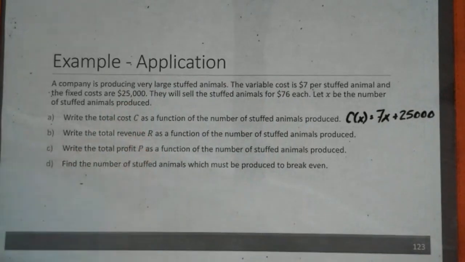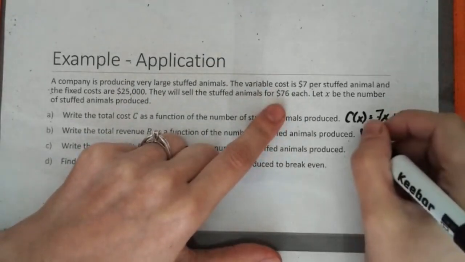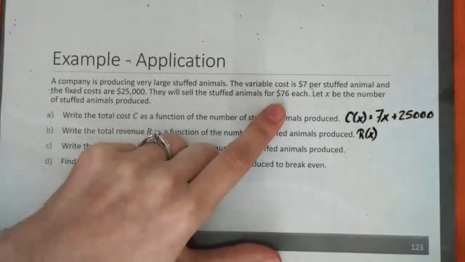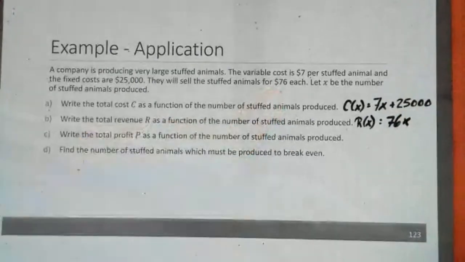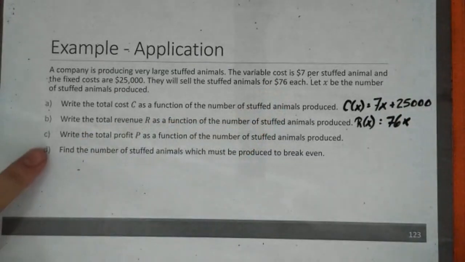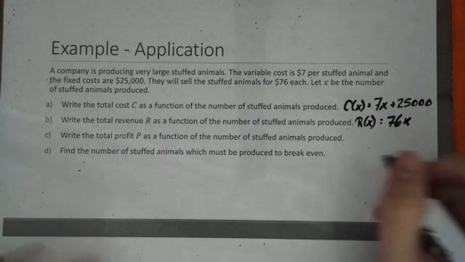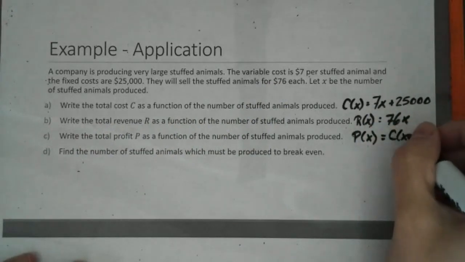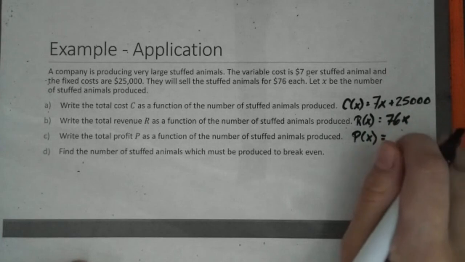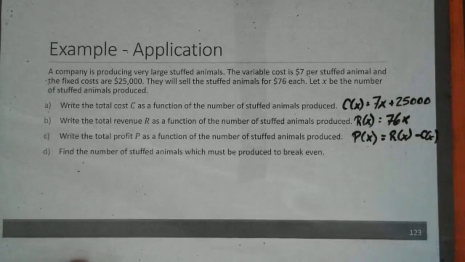Revenue, that's the amount of money we take in. Well, we're selling these stuffed animals for $76 each. So our revenue in terms of the number of stuffed animals that we sell is going to be 76 times the number that we sell, X. Then we want a profit function. What profit means is how much money do you make after you take away your costs? Well, profit is equal to the revenue minus the cost. So however much money you make, take away how much you owe for costs.